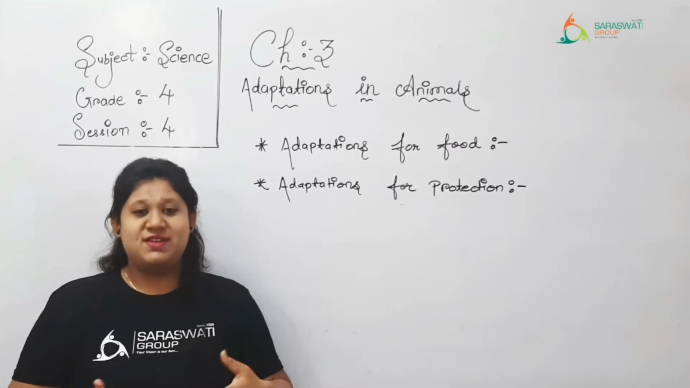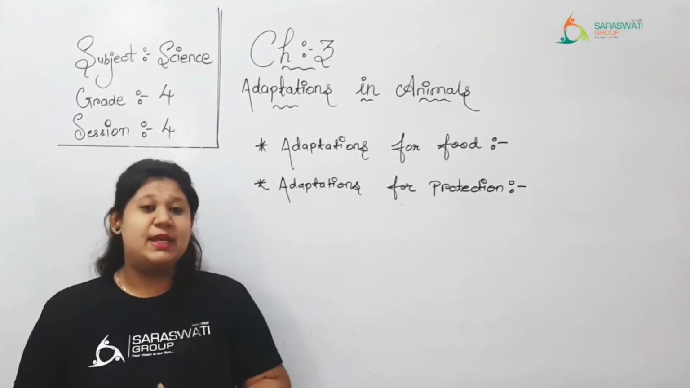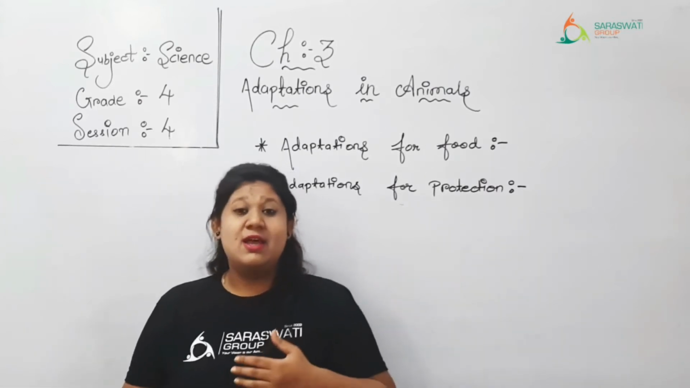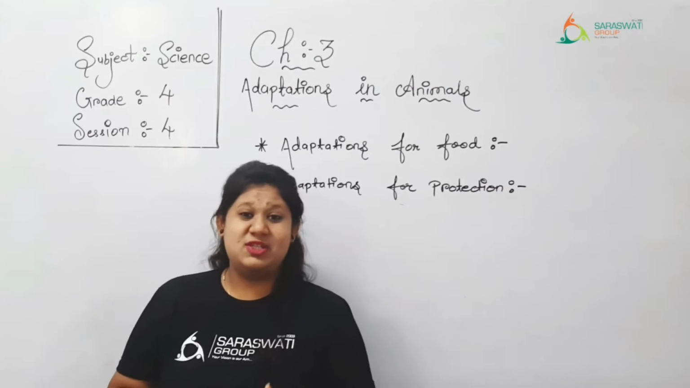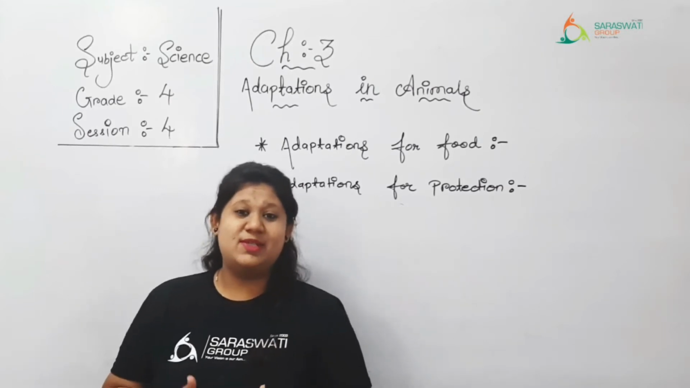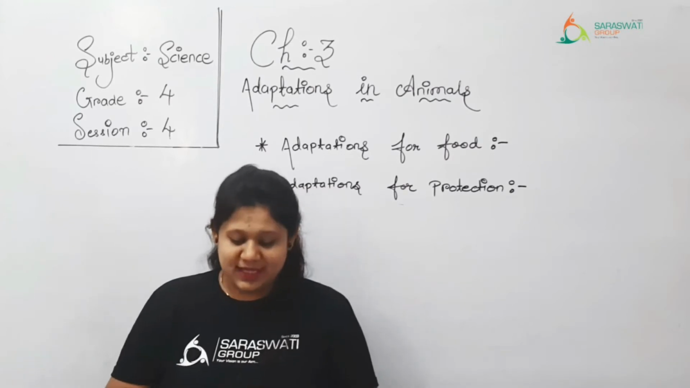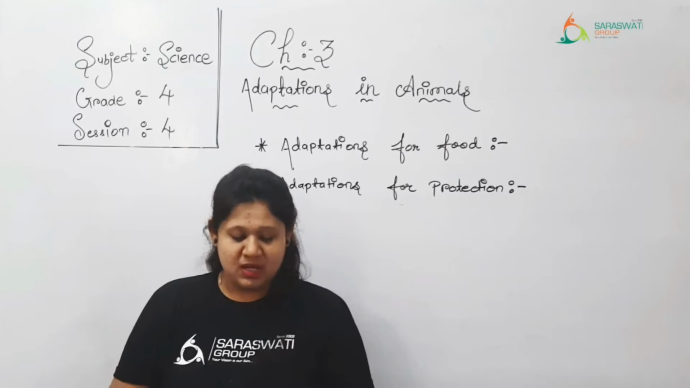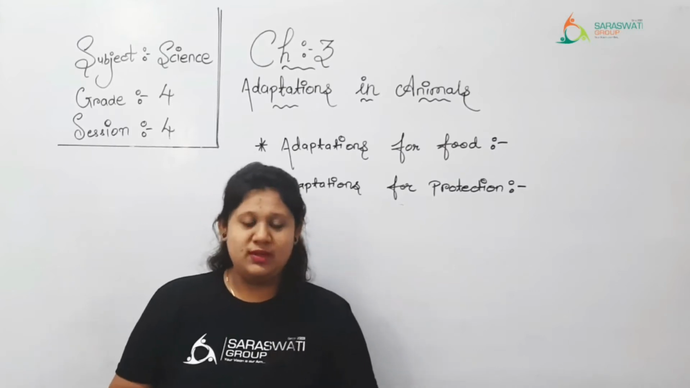We human beings have hands and legs so that we can protect ourselves, right? Even animals have hands and legs, but they also have some kind of special features. With those, they can easily protect themselves from their enemies, right? So these kinds of things I am going to explain in today's session. So now, adaptations for food.